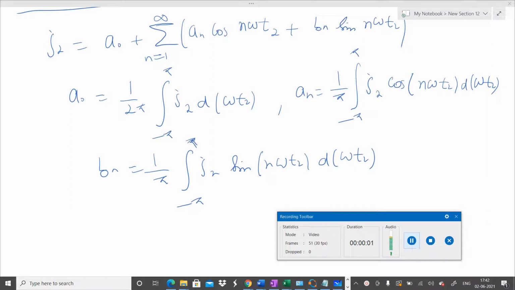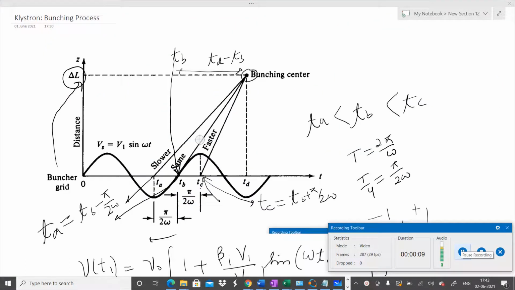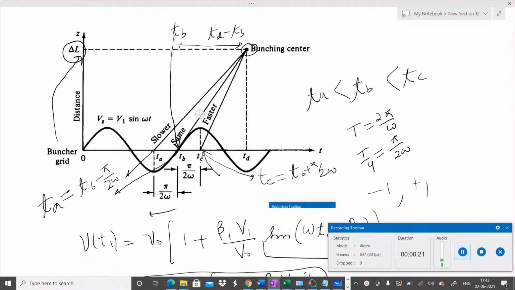Welcome back to the lecture, and let me recap what we did yesterday so that there is continuity. We are studying the bunching process in the Klystron. The electrons move with different velocities when they experience the field near a buncher cavity. They form the bunches, and these are the different times.